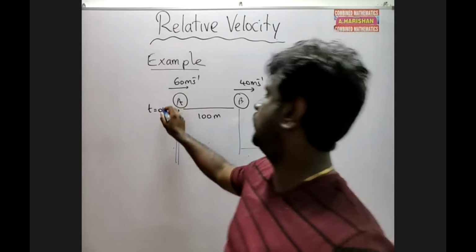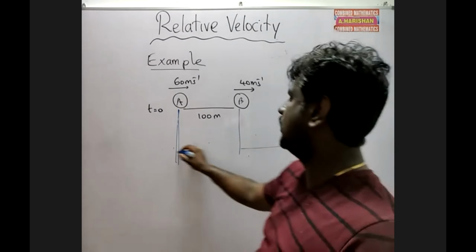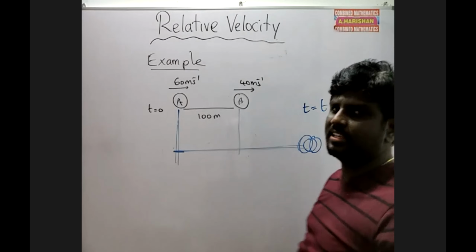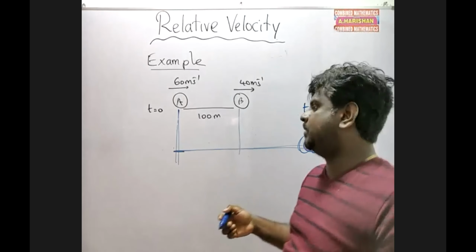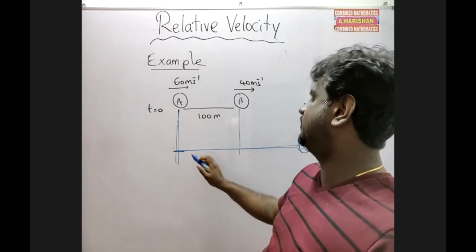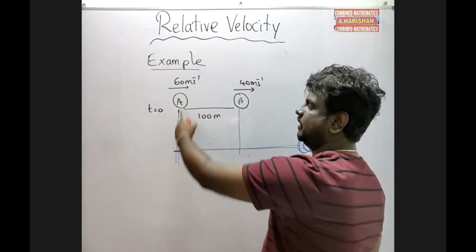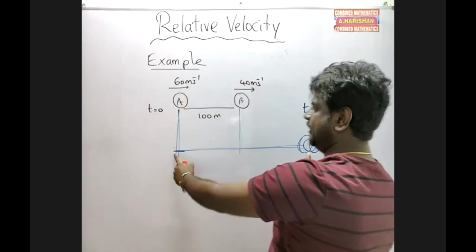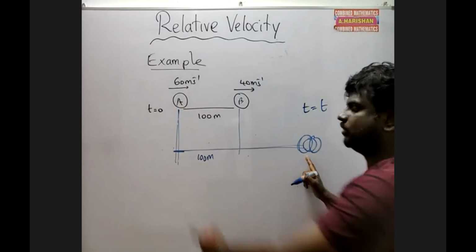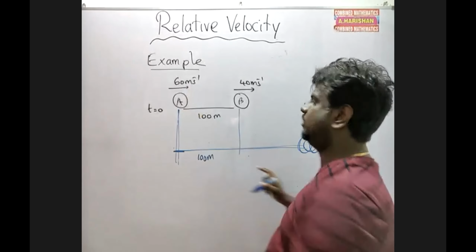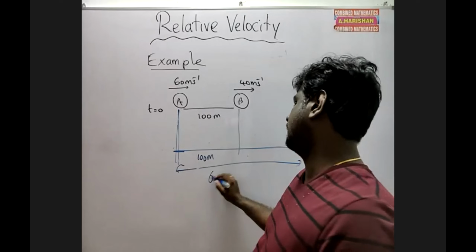So this is t equals 0. This is t equals t. We don't know the time. So the next question is how to find the time. So what is the displacement made by the one moving at 60? Already 100 meters and this one. So the total one is 60T, right?